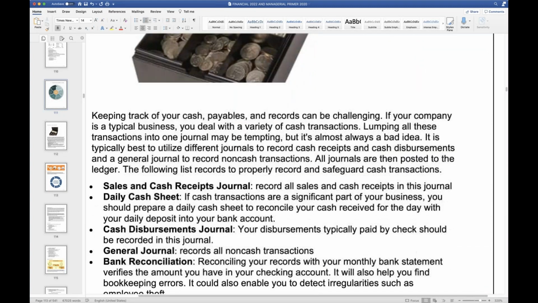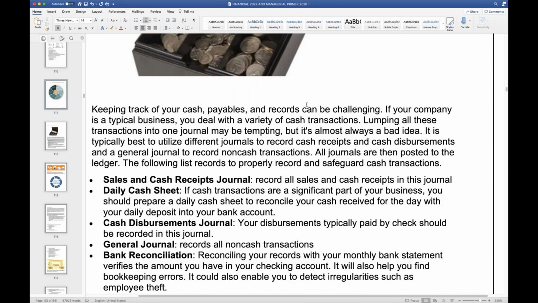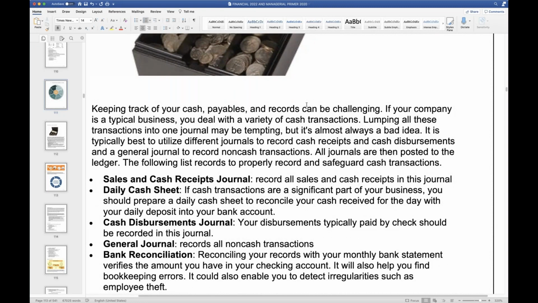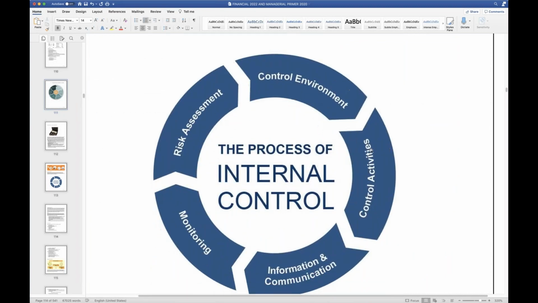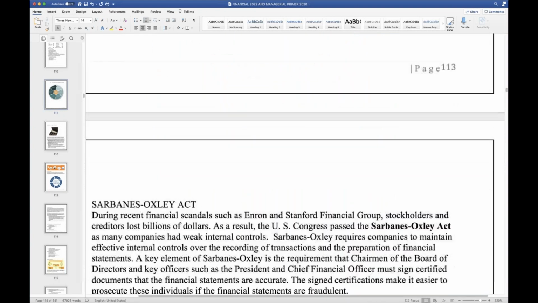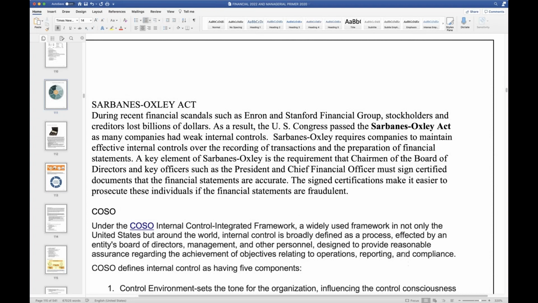And we said keeping track of cash was a very important function that a business has to do. That's one of the key things. You have to control the cash. Internal controls have to be set up. Here's your internal control process: control environment, activities, information communication, monitoring, and then risk assessment. We talked about the fact that the Sarbanes-Oxley Act was passed because a lot of companies were engaged in fraudulent activities.